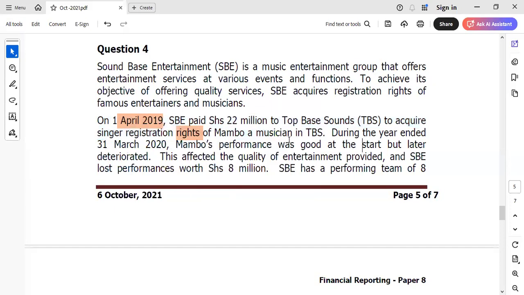During the year ended 31st March 2020, Mambo's performance was good at the start, but later deteriorated. Okay, this affected the quality of entertainment provided. Remember, this is one of the conditions for impairment. This affected the quality of the entertainment provided, and SBE lost performances worth 8 million.